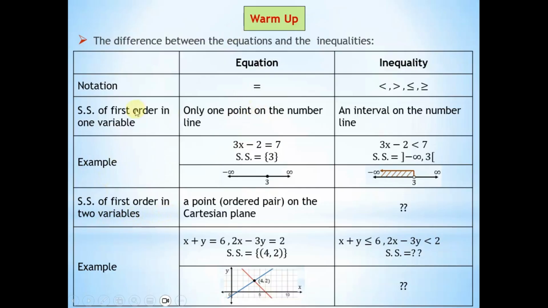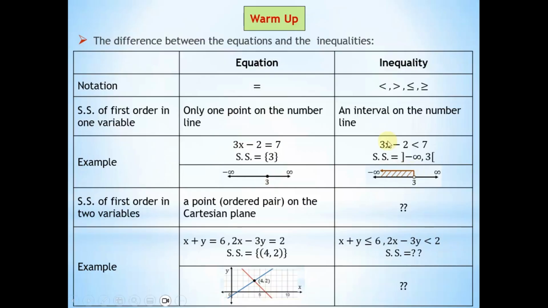In an equation, the solution set of first order in one variable is only one point on the number line. For example, 3x minus 2 equals 7. If you solve this one, you will get x equals 3. So the solution set is only one element, which is 3. You can represent this on the number line as a point at 3.